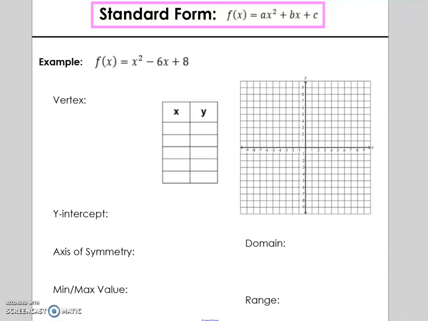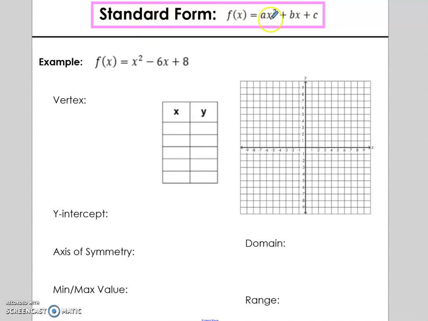Another form that quadratic functions are written in is called standard form, and this is the generic formula for standard form, f of x equals ax squared plus bx plus c. Now this one is a little bit different, and this one is actually used more often than the vertex form.